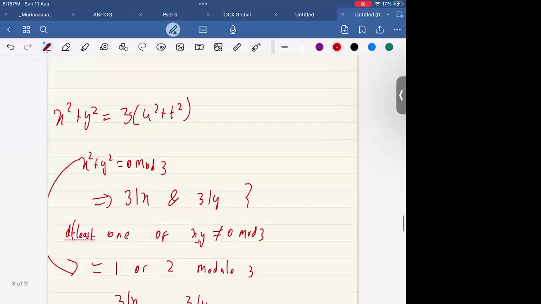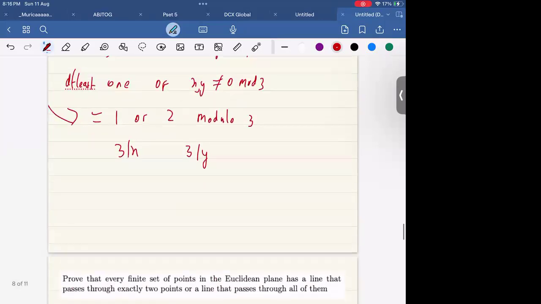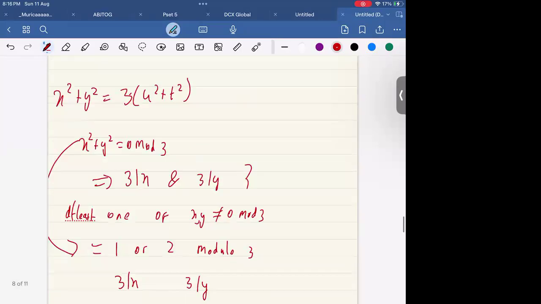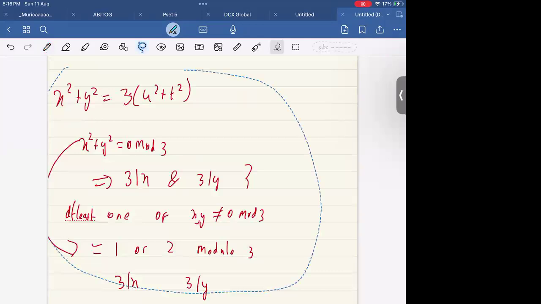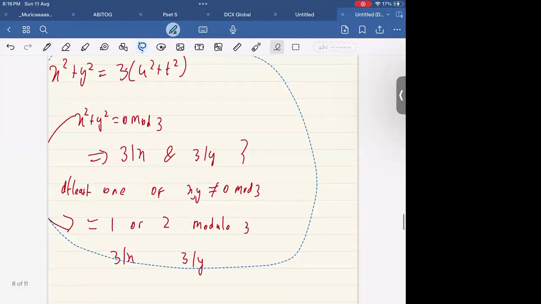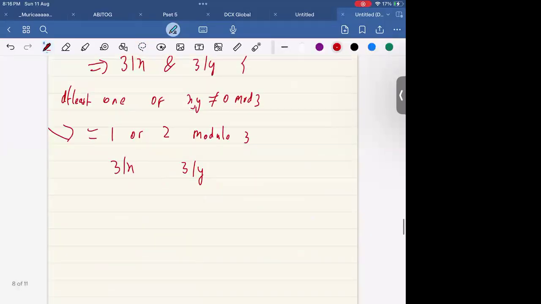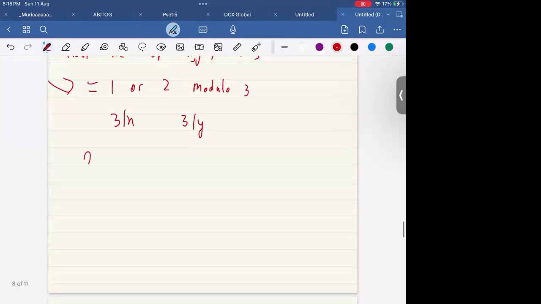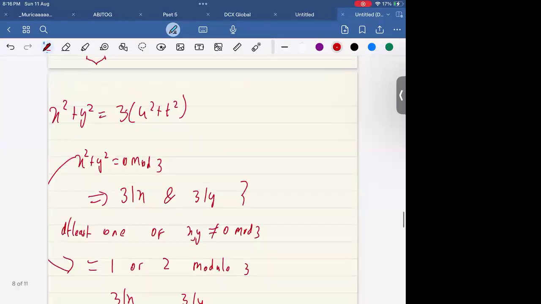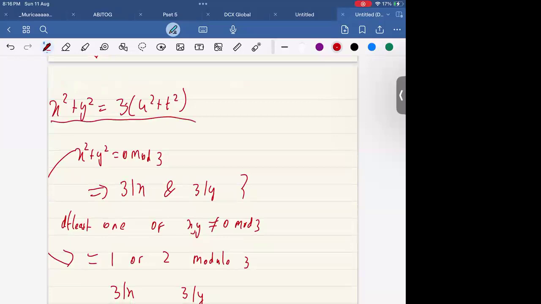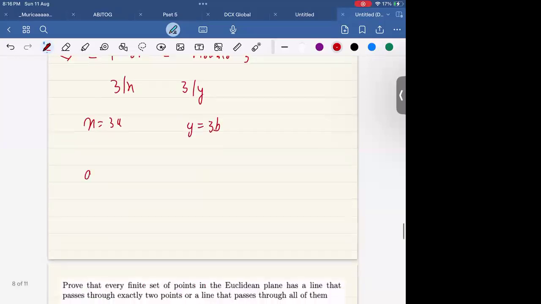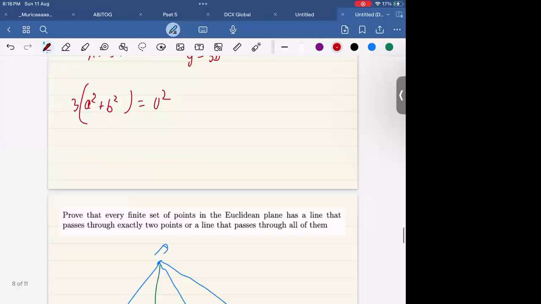Now here is where the main step comes. Because 3 divides x and 3 divides y, we get that x is equal to 3a for some integer a, and y is equal to 3b for some integer b. And if we plug it back into the equation, we get that 3 times a squared plus b squared is equal to, which variables did I use? u squared plus t squared.